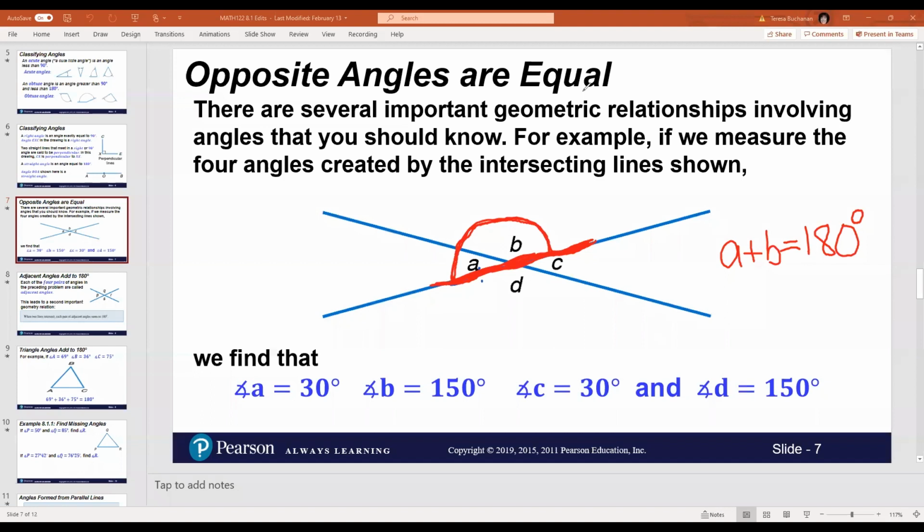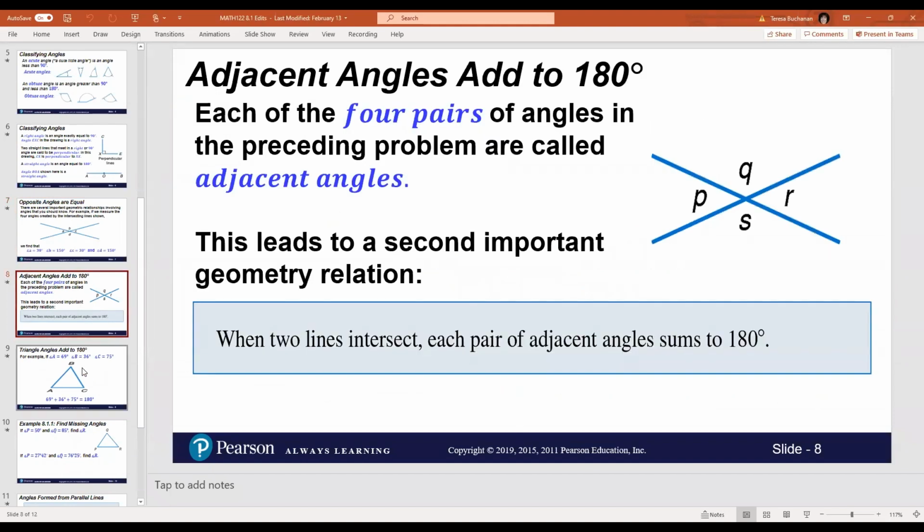So we've got several 180 pairs here. We've got A and B, but we've also got B and C. Those two add up to 180, don't they? We also have D and C. Those two add up to 180 because they're on a straight line. And we've also got A and D. So I actually have four pairs of supplementary angles that add up to 180 here. Okay, so those are helpful ideas.